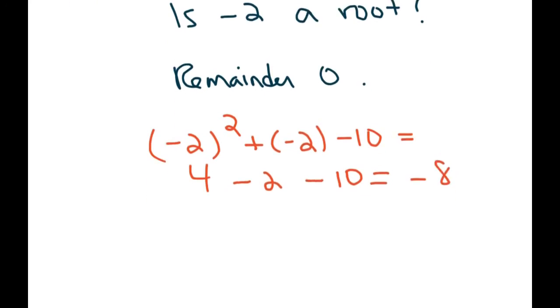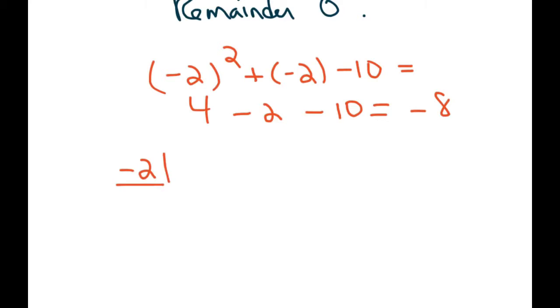So another way you could do it is you could put negative 2 in the little box and perform synthetic division. The coefficients are 1, 1, and negative 10.